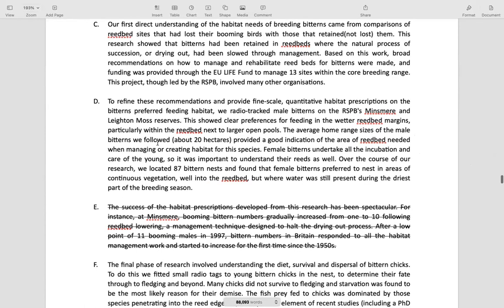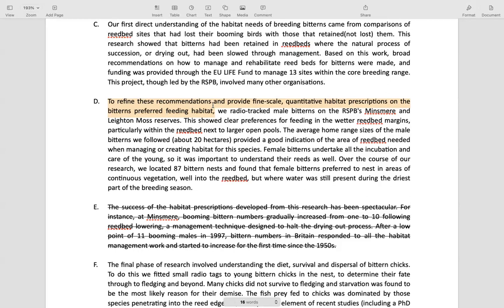To refine these recommendations and provide fine-scale quantitative habitat prescriptions on the better performing feeding habitats. Okay, meaning till here, then we'll move forward. Now they're trying to do what? To refine these recommendations.